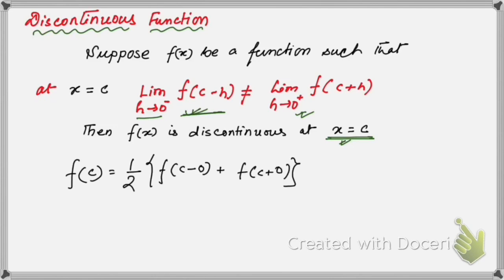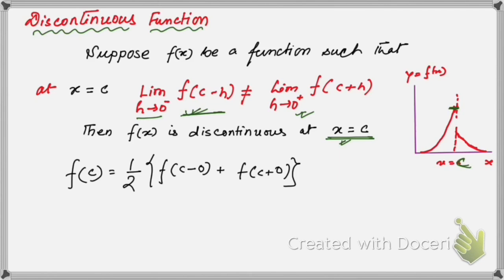So that means, let me draw a graph here to explain this. This is x, this is y, which is equal to f of x, and its graph is something like this, suppose this is the graph of this function, right? And this is the point x is equal to c. At this point this function is not continuous, right? Discontinuous.